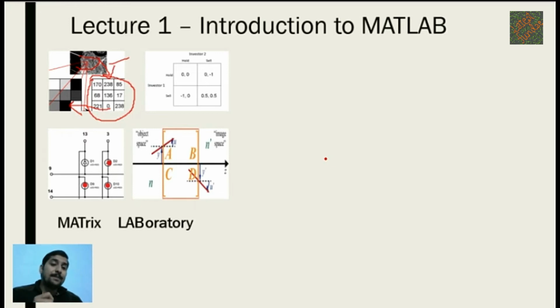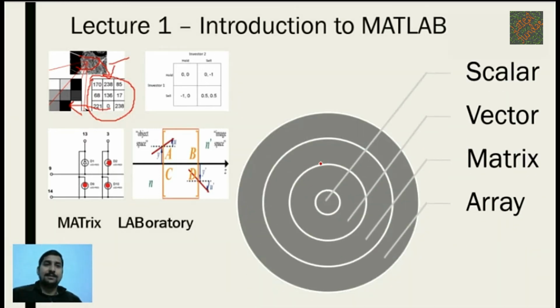Data in MATLAB is defined in four ways: scalar, vector, matrix and array. So, when the single value 5 is assigned to the variable x, then MATLAB stores this 5 as a 1 by 1 matrix or 1 by 1 array. So this is known as scalar.